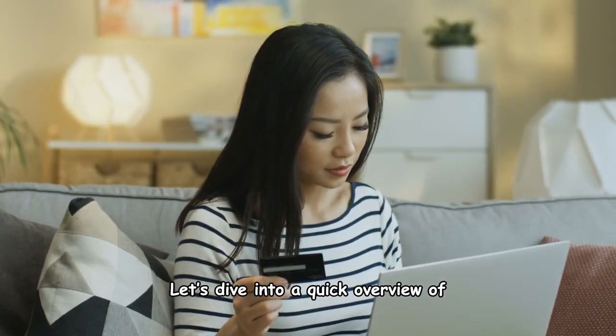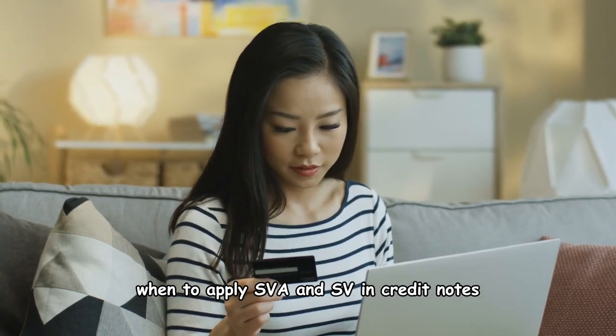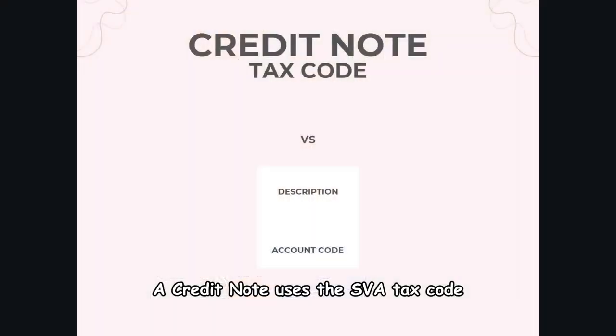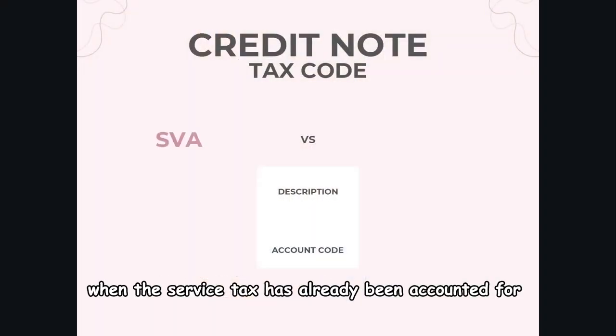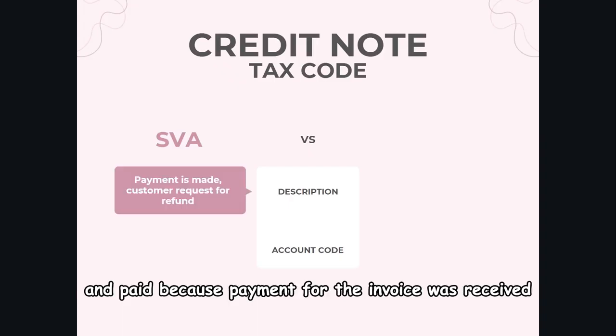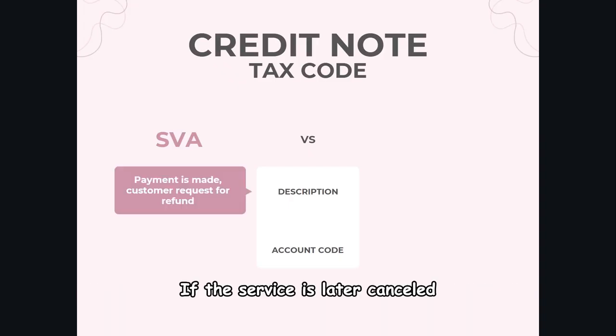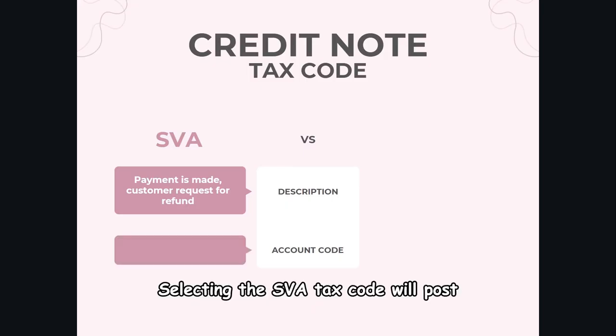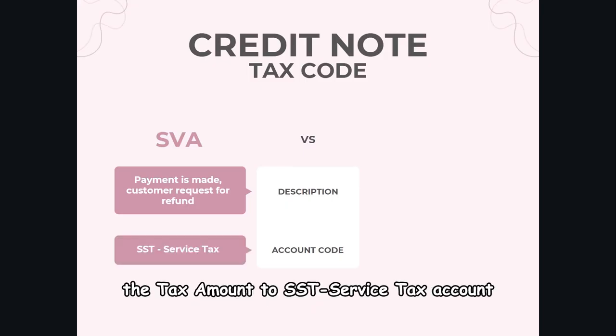Let's dive into a quick overview of when to apply SVA and SV in credit notes. A credit note uses the SVA tax code when the service tax has already been accounted for and paid because payment for the invoice was received. If the service is later cancelled, and the customer requests a refund, the credit note serves to reverse the previously recognized tax liability. Selecting the SVA tax code will post the tax amount to SST service tax account.